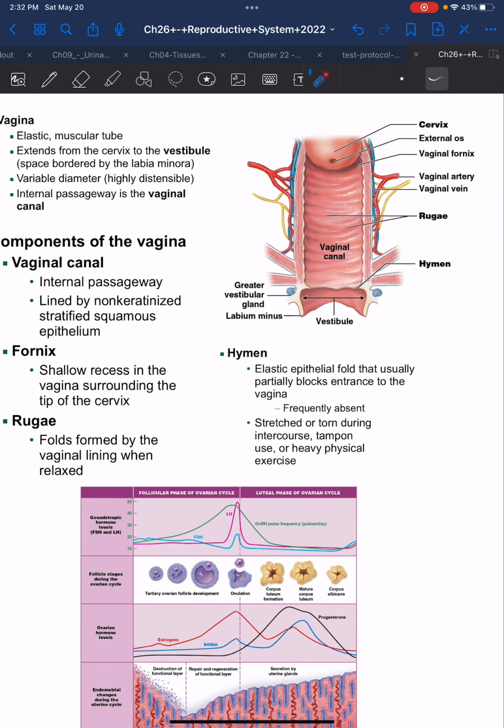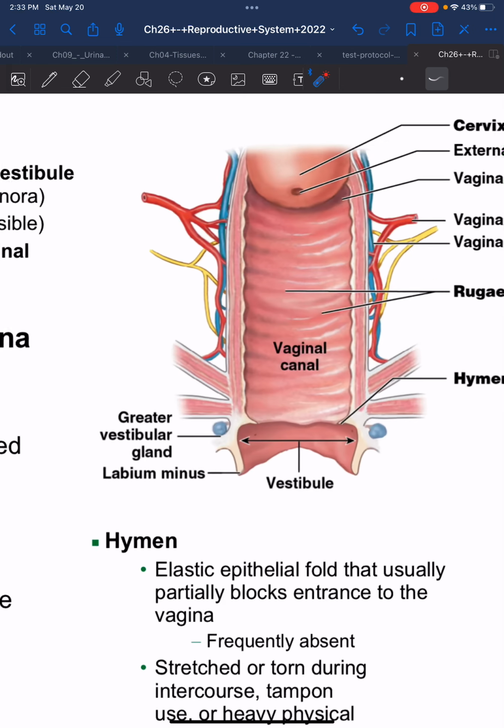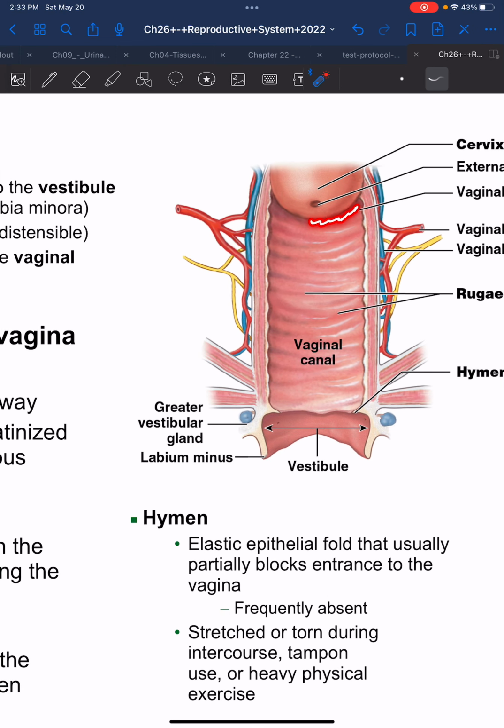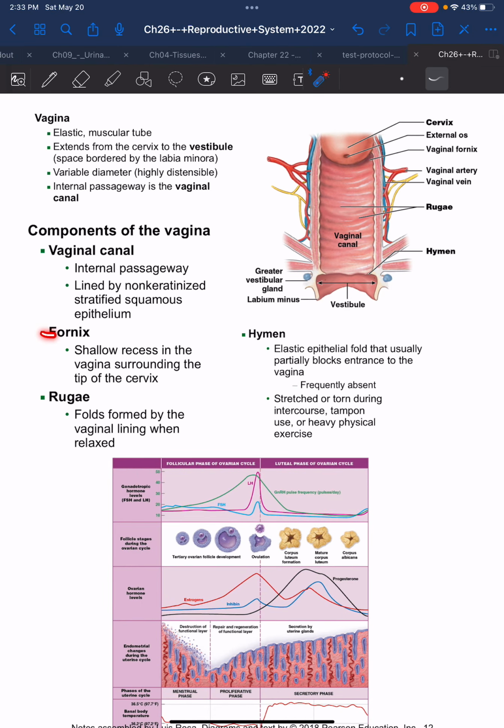And that's really it. I see the word fornix, but it's going to be this groove or this indented space, but don't worry about this one. This is one that you can take off. It's just this groove that lies around the cervix.